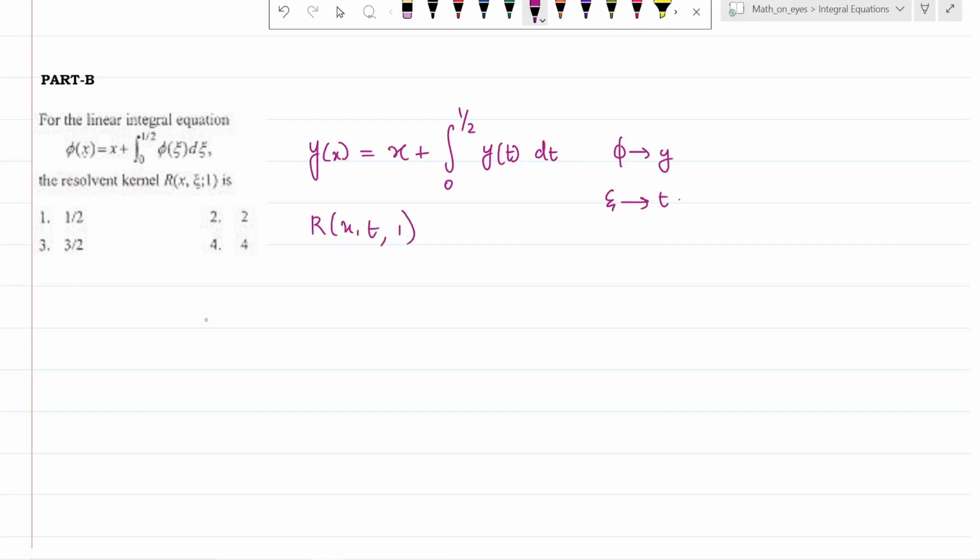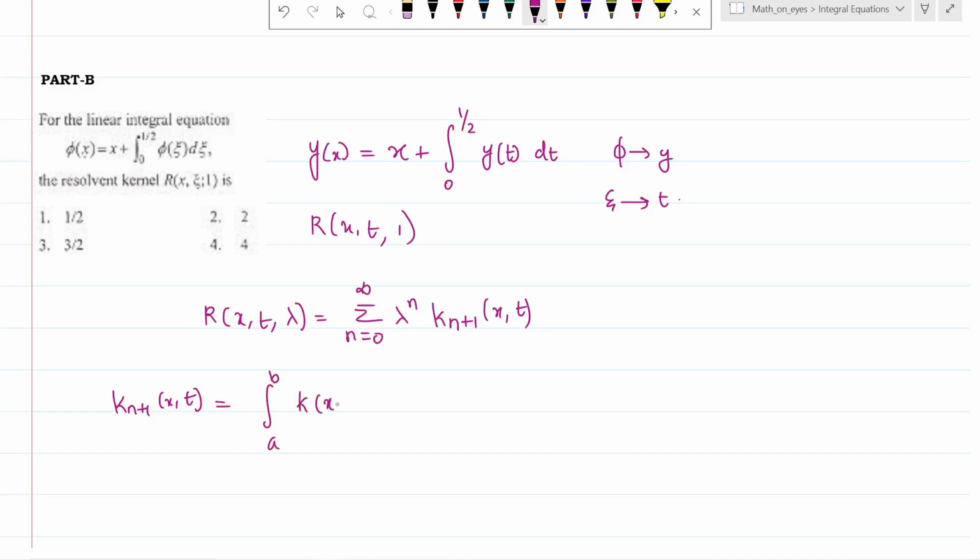So the formula for the resolvent kernel is R of x comma t comma lambda is equal to summation n equal to 0 to infinity lambda power n K n plus 1 of x comma t, where K n plus 1 of x comma t will be equal to integral a to b K of x comma t into K n of x comma z into K n of z comma t into dz.